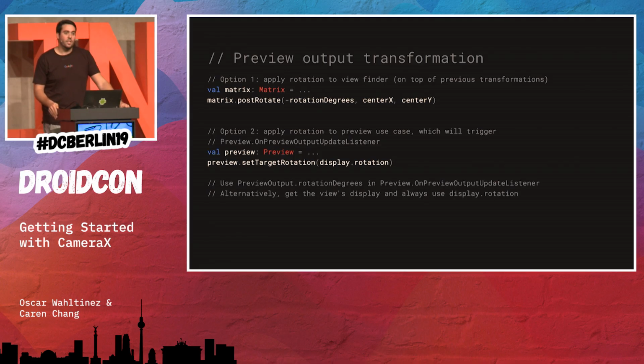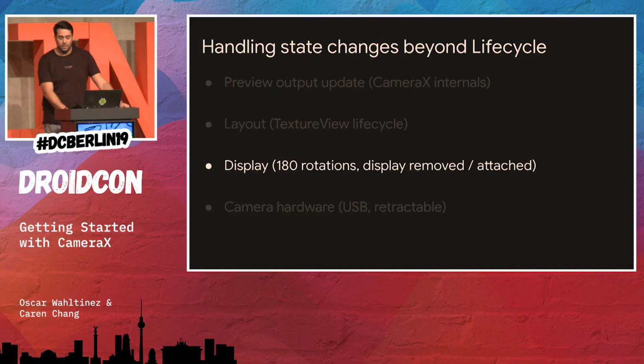The nice thing about this is that when you call this, the preview output update will actually get triggered. So you're essentially manually triggering the preview output update, and then from within, you can look at either rotation degrees, which will come as one of the attributes on the preview output object, or you can simply look at the current rotation of the display in which the viewfinder is being shown. In this case, that will always be up to date because you have a display listener and you are triggering this event every time that the display rotates. So that's for the display.